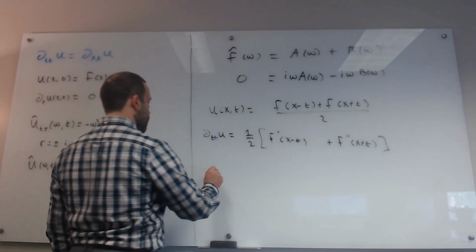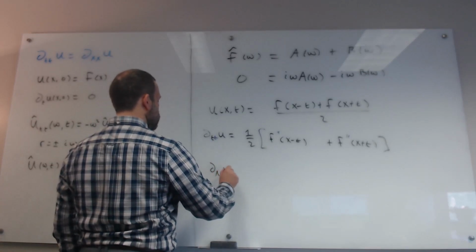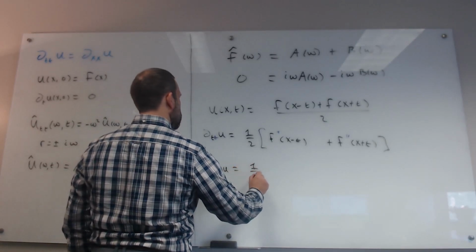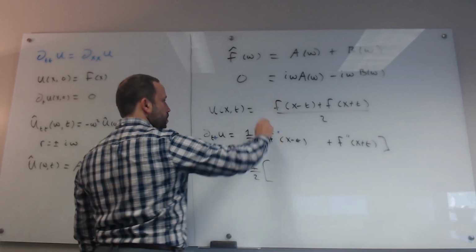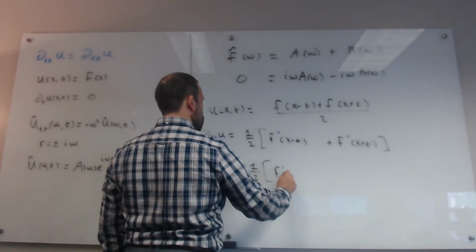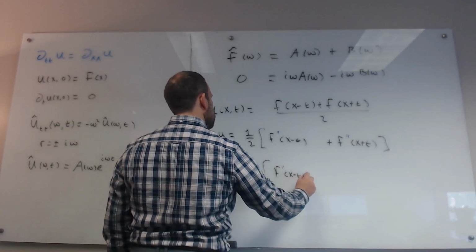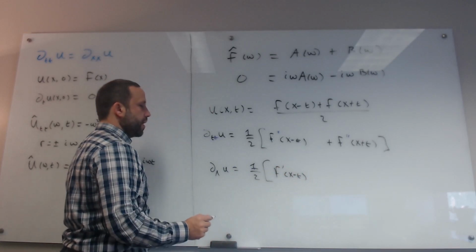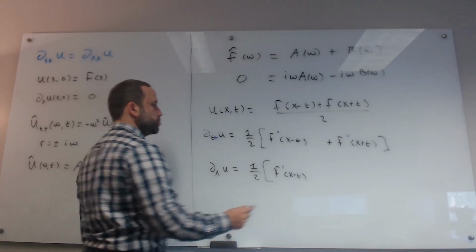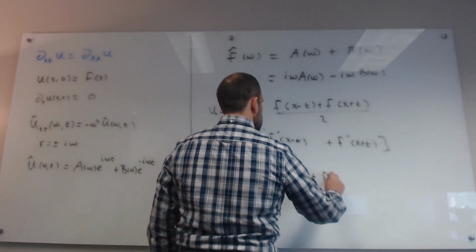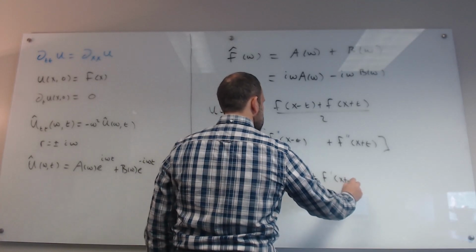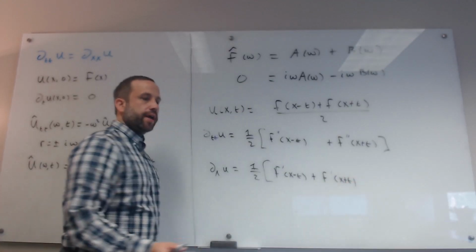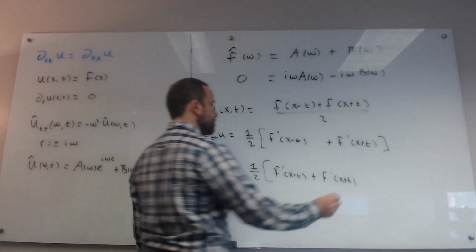Okay, let's look at the double x derivative. The x derivative of u is going to be 1/2. Again, if I apply the chain rule, it's going to be f prime of x minus t times the derivative of x minus t with respect to x, which is just 1, plus f prime of x plus t times the derivative of x plus t with respect to x, which again is just 1.